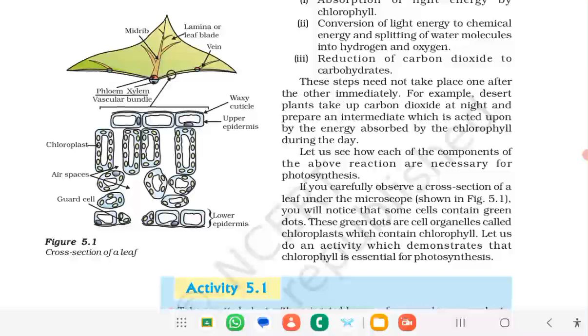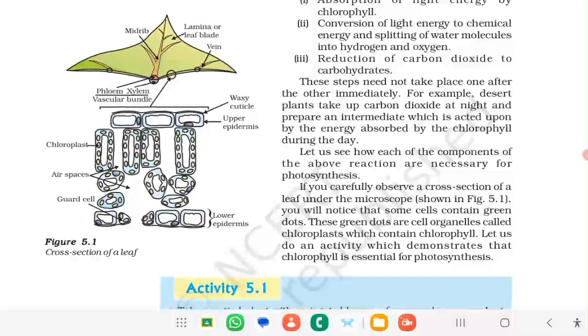For example, desert plants take up carbon dioxide at night and prepare an intermediate which is acted upon by the energy absorbed by the chlorophyll during the day. Let's see how each of the components of the above reaction are necessary for photosynthesis.